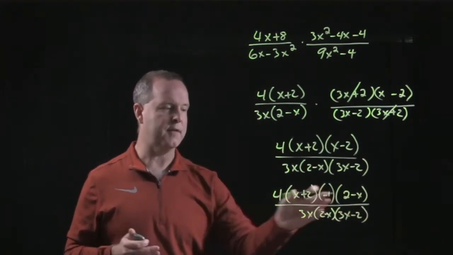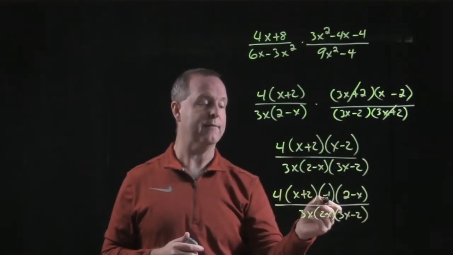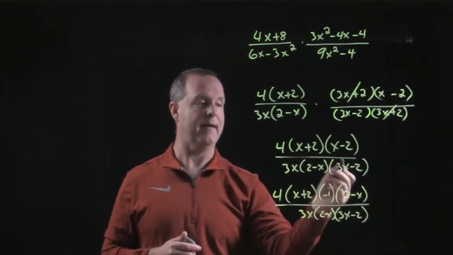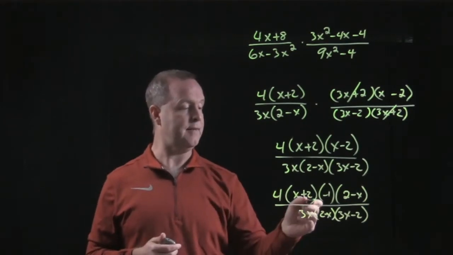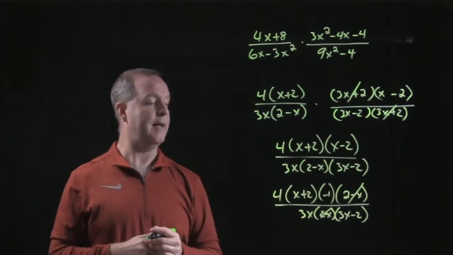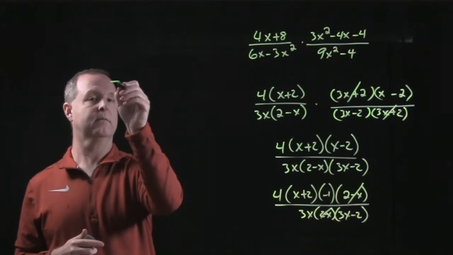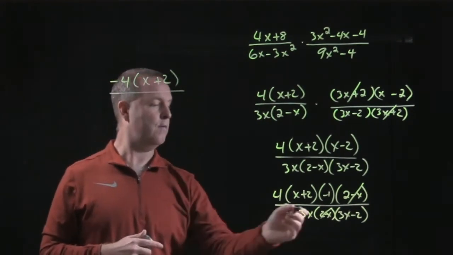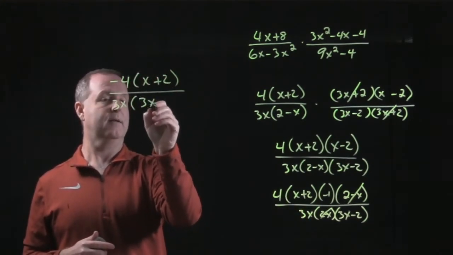Now again, if you're not sure on this factoring out the negative 1, we can always work our way backwards. Negative 1 times a 2 gives me a negative 2. Negative 1 times negative x gives me that positive x. Now from there, let's see if something factors out. The 2 minus x factors out, so I'm left with a negative 4 times x plus 2 all over a 3x times a 3x minus 2.